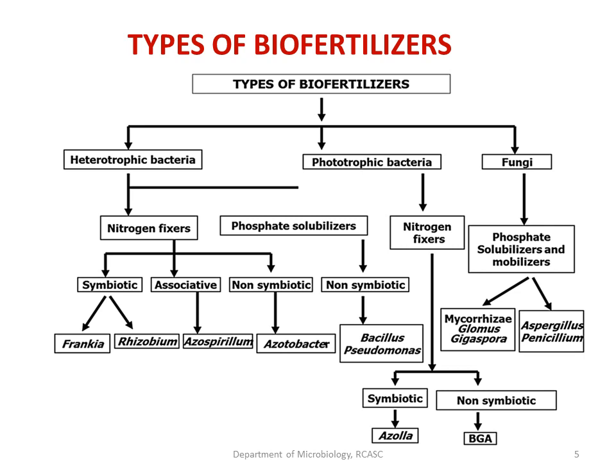Symbiotic, Frankia and Rhizobium are the best examples. Associative nitrogen fixers is Azospirillum. Non-symbiotic, that's a soil bacteria, Azotobacter.